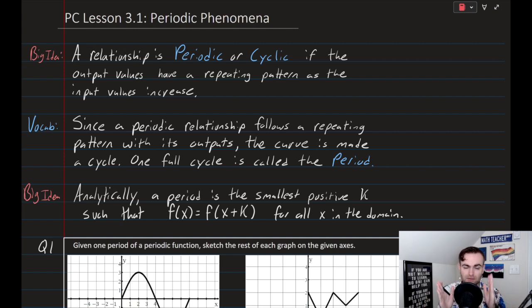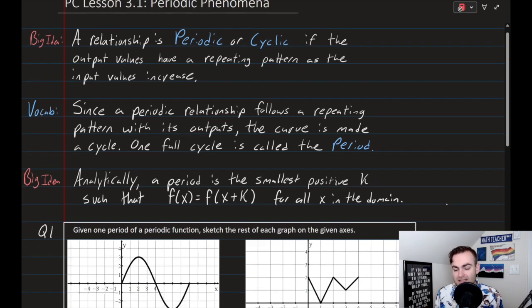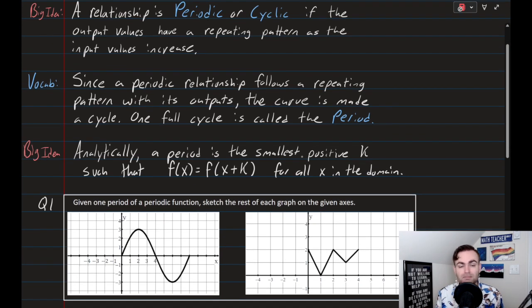cycle of the pattern from start to stop that repeats, the smallest one, is called the period. Analytically, what this means is that a period is the smallest positive k that we can add to our input to get the exact same output. And that always works. You might have multiple places that give you 0, but it might do some weird things in between the zeros. So you just have to be careful that everything matches one-to-one by that horizontal transfer.